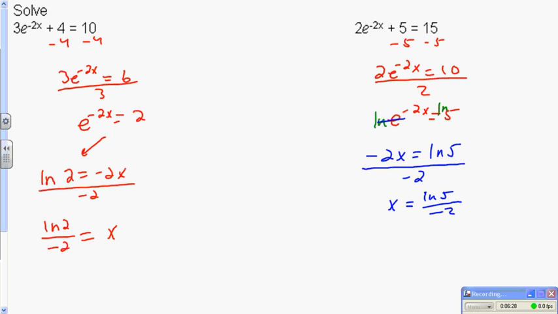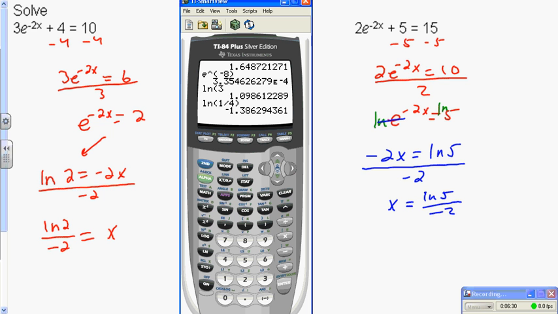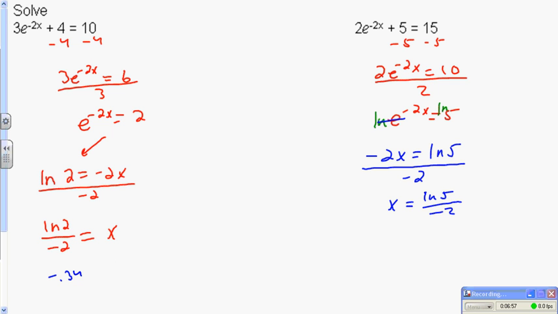But actually, you know what? I will do one, because I want you to make sure you don't make a simple mistake. If I go ln 2, I want to make sure I cap off my parenthesis before I divide. If I don't do that, then it will take the ln of a fraction. So that's very important to understand this parenthesis right here. So that would give us negative 0.3466.